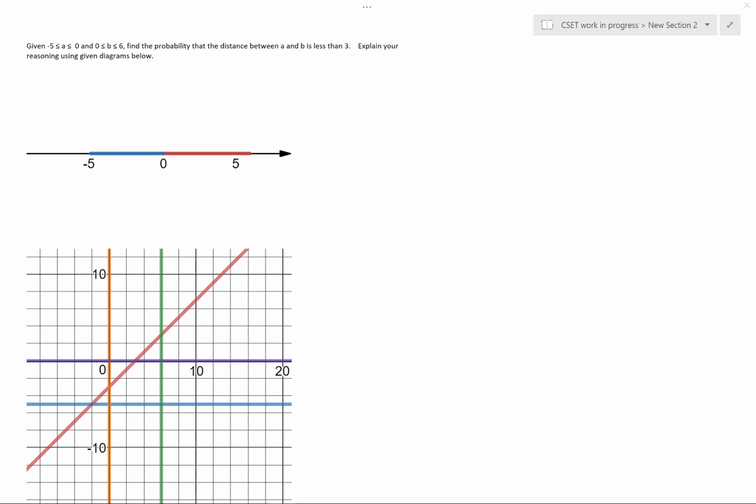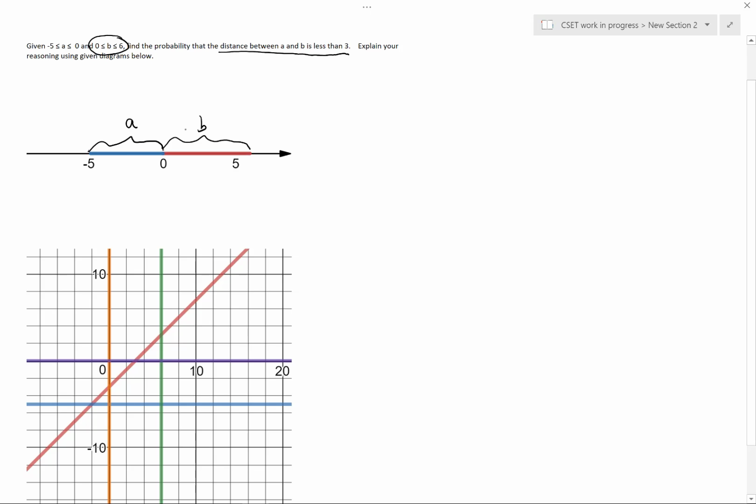Okay, so we're given that -5 is less than a is less than 0. So a is somewhere here in this blue region, and 0 is less than b is less than or equal to 6. So b is somewhere here in this red region. And we want to figure out the probability that the distance between a and b is less than 3.